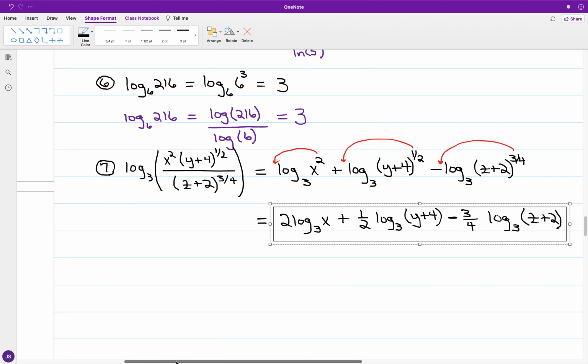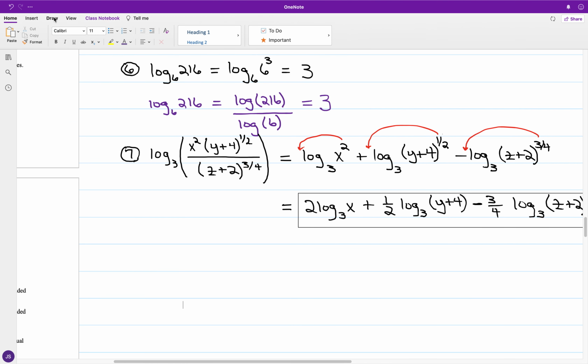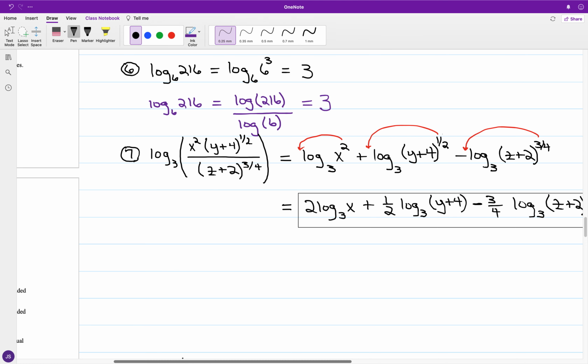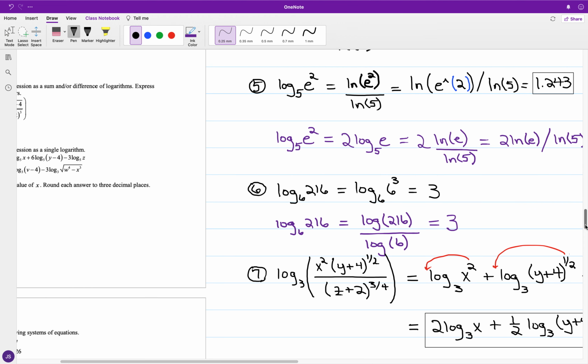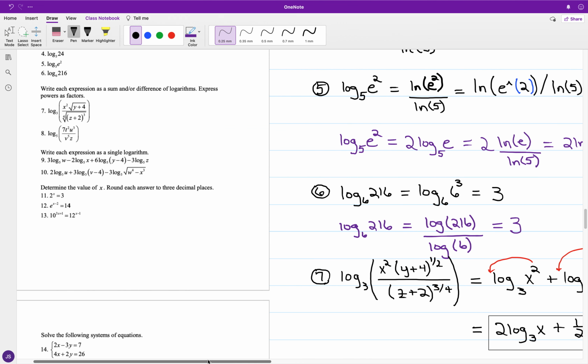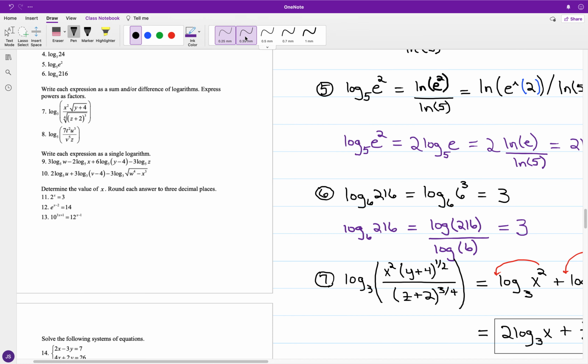And for the case of item number 8, for this one, we have the base 5 logarithm of 7 times t squared u to the 3rd all over v to the 5th times z.